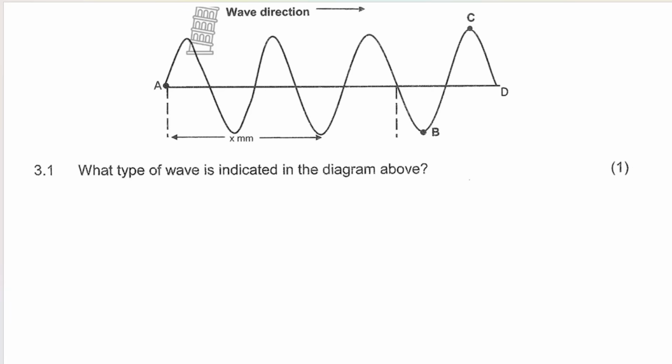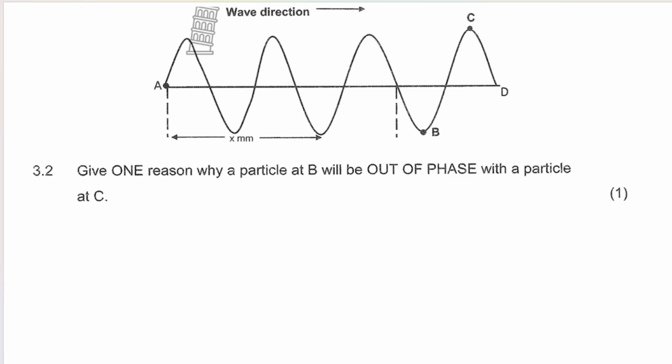What type of wave is indicated in the diagram above? You're going to say a transverse wave, and we discussed why it's a transverse wave. We discussed that they basically give the definition for the transverse wave. Give one reason why a particle at B is out of phase with a particle at C.